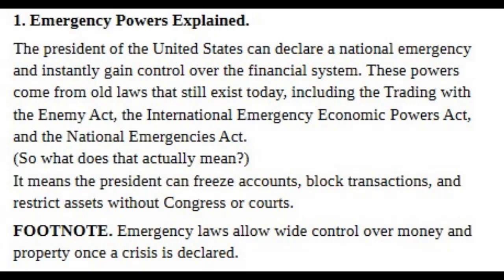1. Emergency powers explained. The President of the United States can declare a national emergency and instantly gain control over the financial system. These powers come from old laws that still exist today, including the Trading with the Enemy Act, the International Emergency Economic Powers Act, and the National Emergencies Act. So what does that actually mean? It means the president can freeze accounts, block transactions, and restrict assets without Congress or courts. Footnote: emergency laws allow wide control over money and property once a crisis is declared.